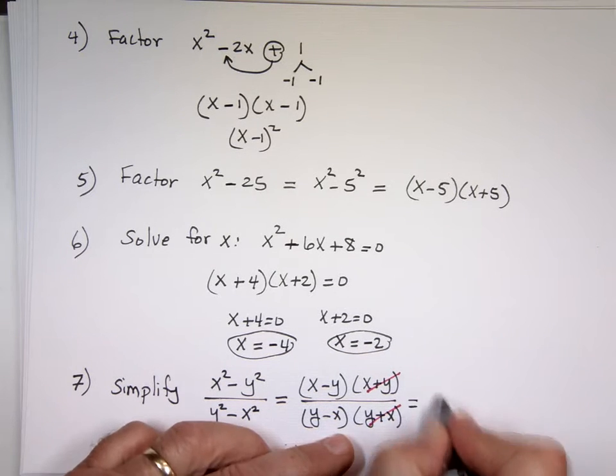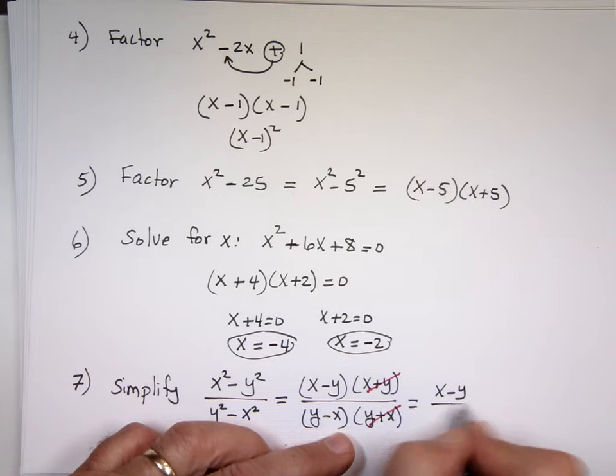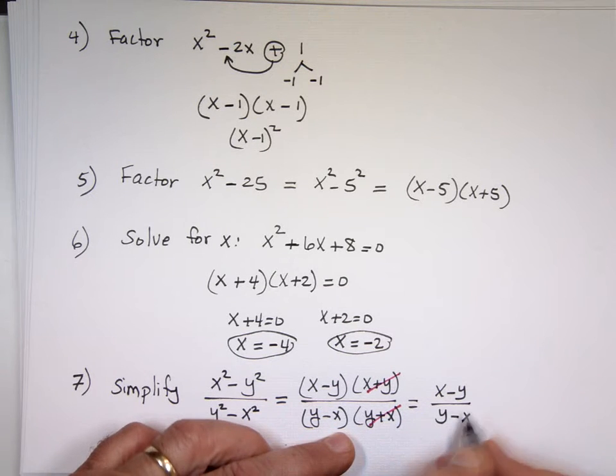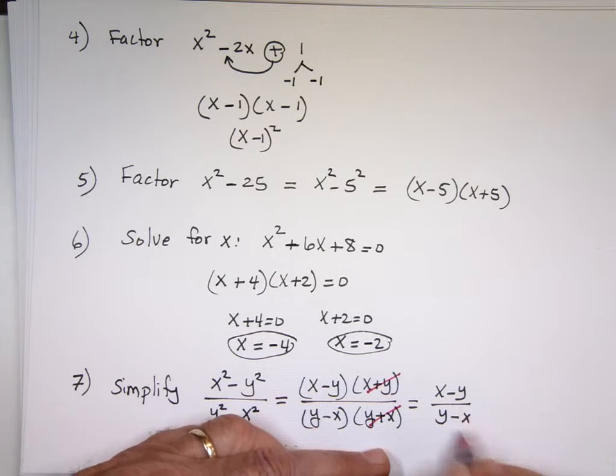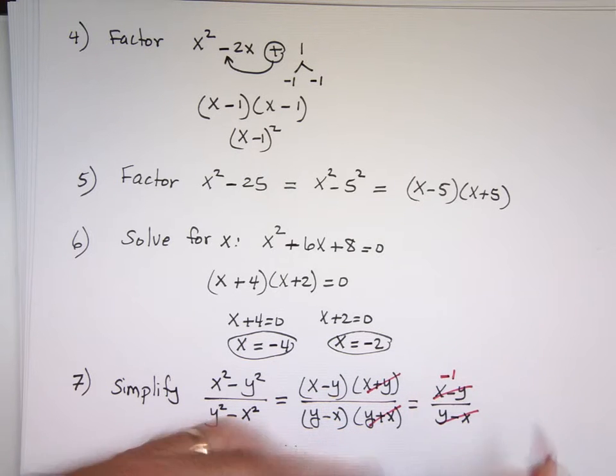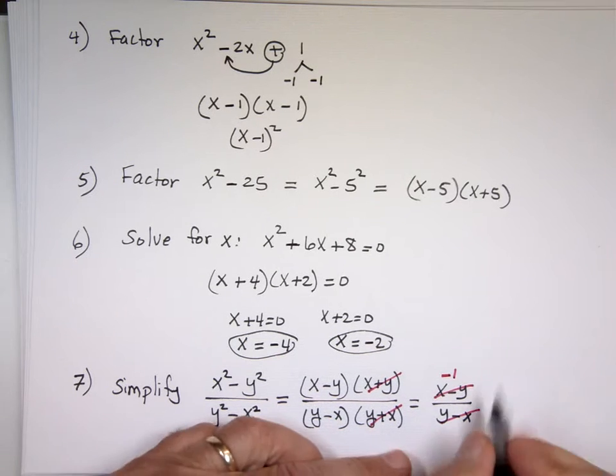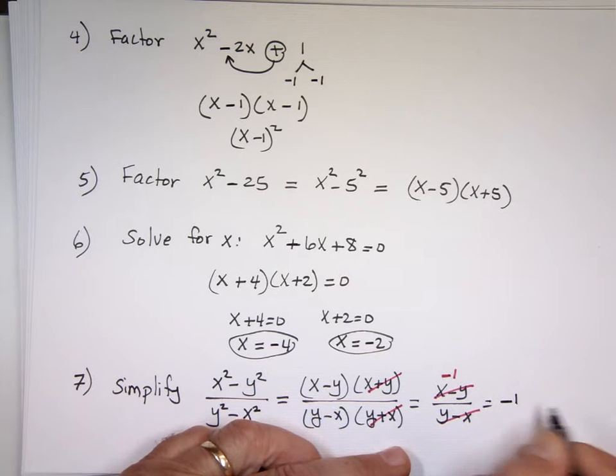So what's left is this. But those are not much different. Notice they're kind of backward. So you can still cancel them. You have to. But now because they're not the same, you have to put the minus 1. So your final answer is really a negative 1 because they are backward.